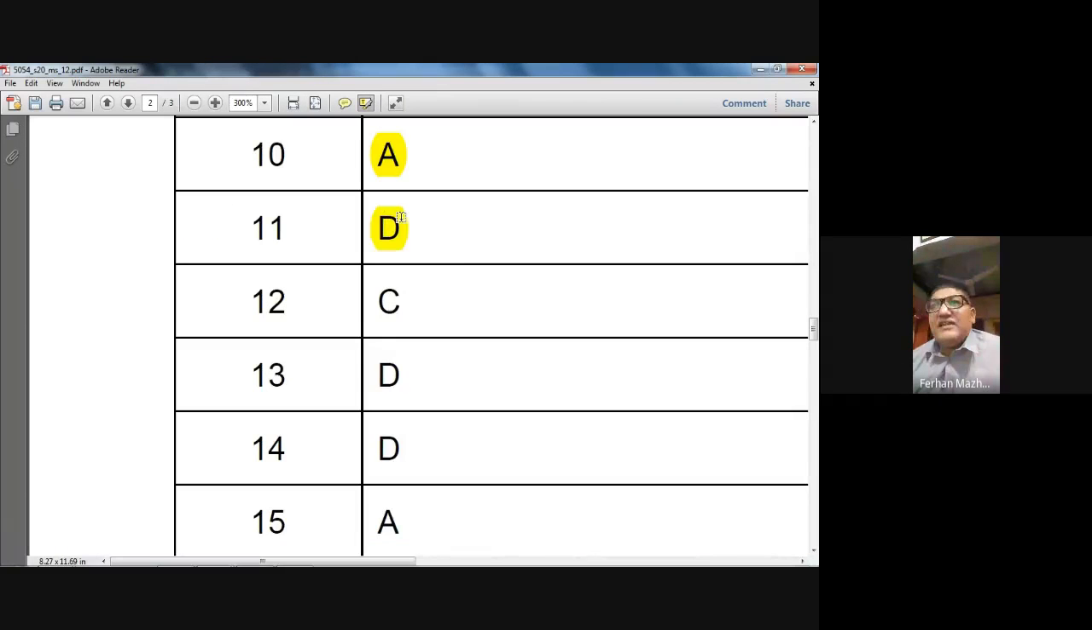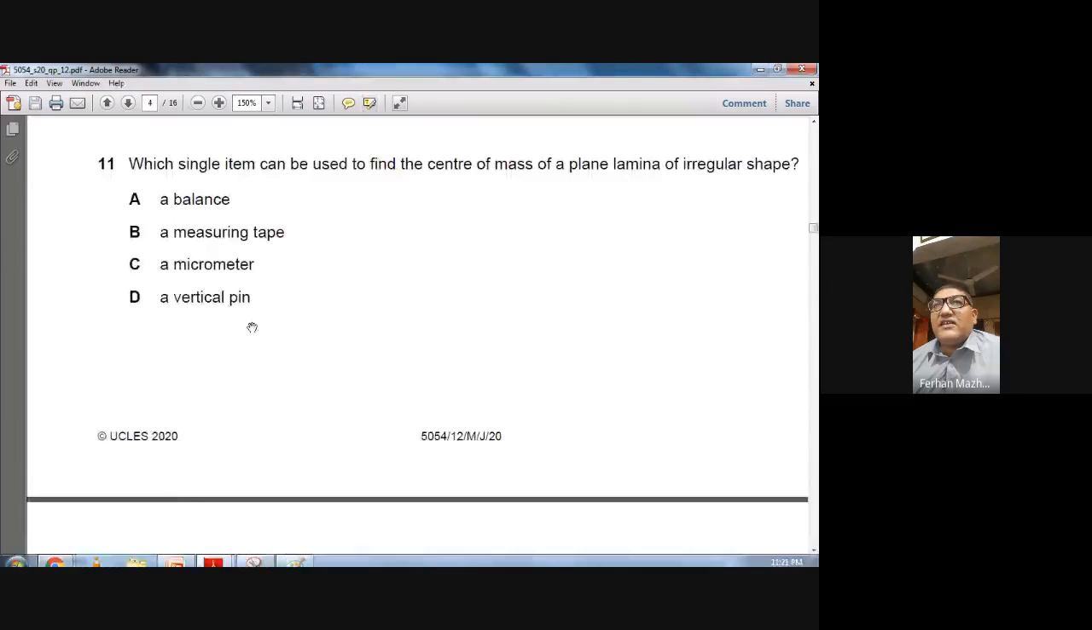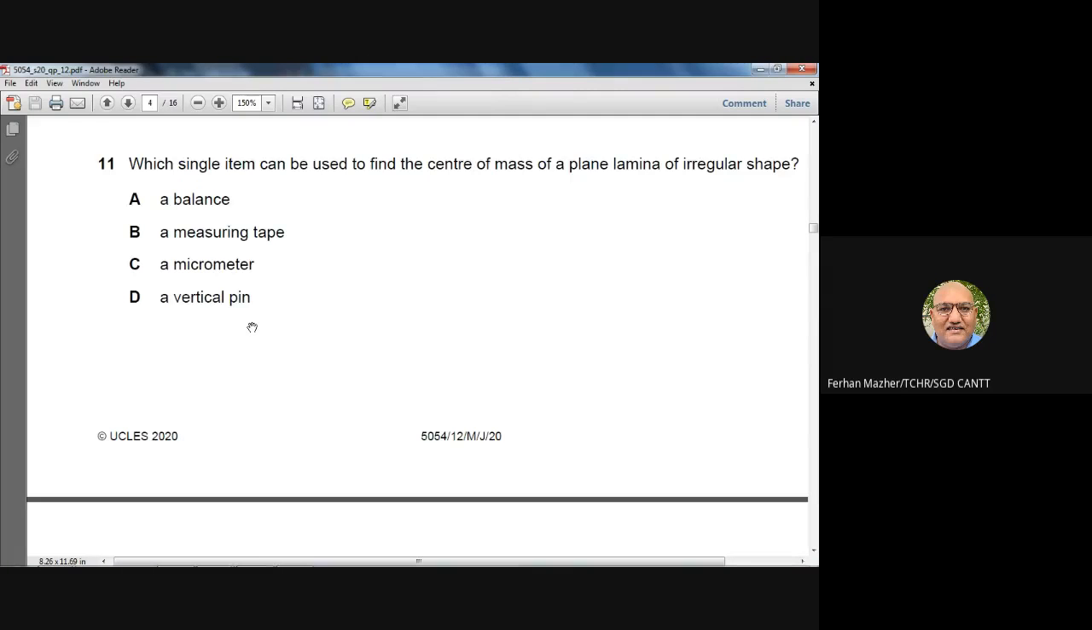Question number 11, D is the option. That pin is used to find out the center of mass. In that experiment, we use this. We also use the plumb line.